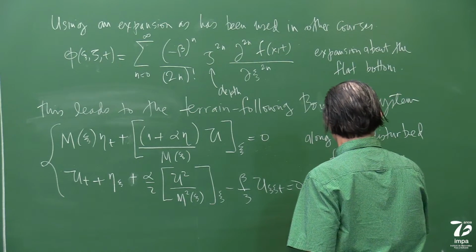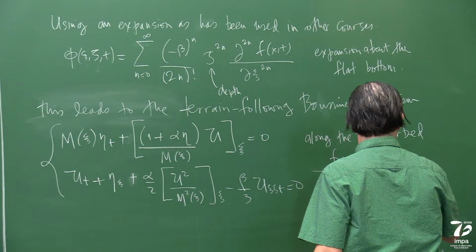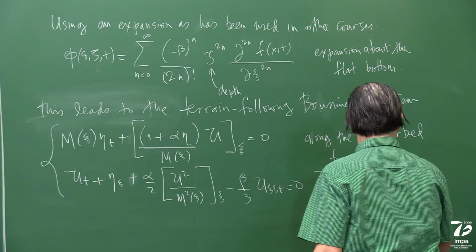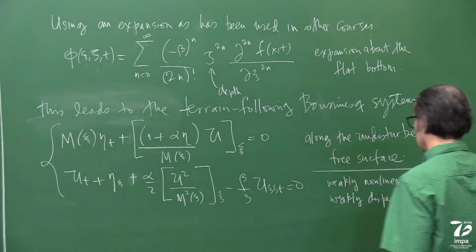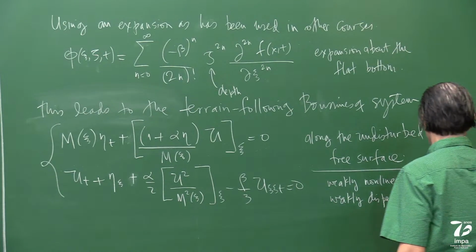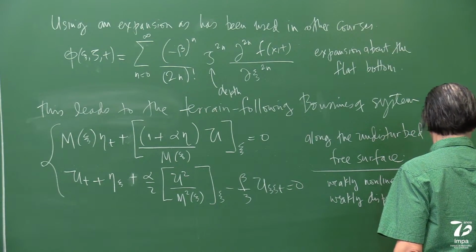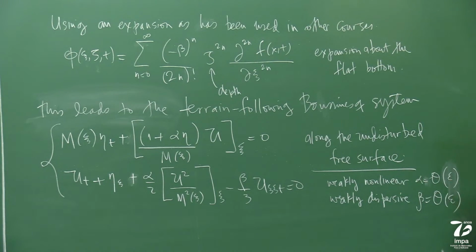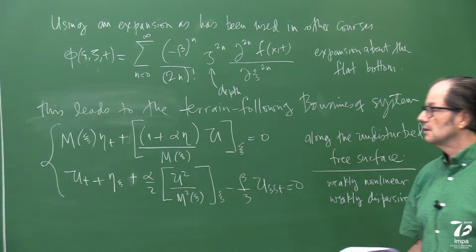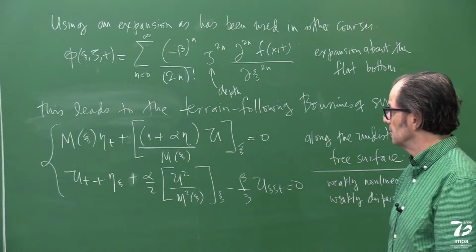And this is called a weakly nonlinear, weakly dispersive, because alpha is order epsilon. Oops, handwriting getting tired. And beta is also order epsilon. So this is called the weakly nonlinear, weakly dispersive system, which is written in the canonical variables.